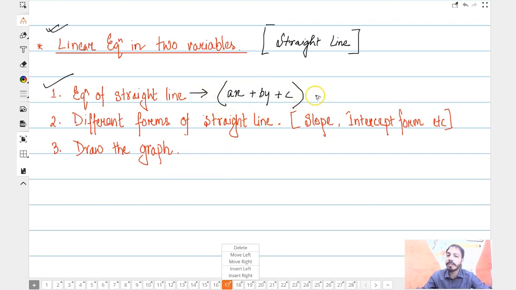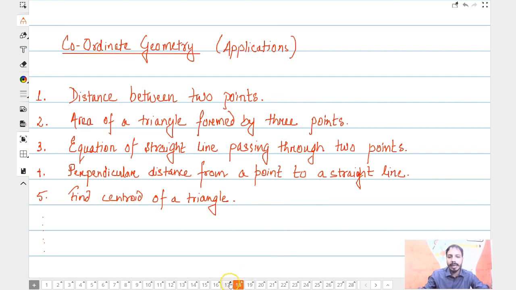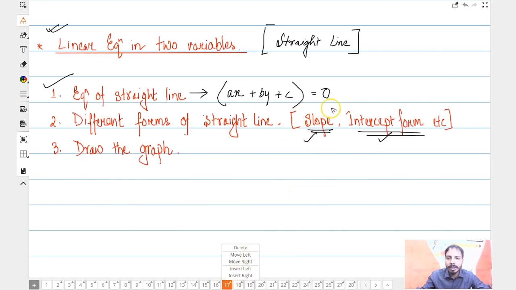Now this can have different forms also, right? For example, you can have slope form, you can have intercept form. These are very, very important forms, but in class 9 you don't really learn, or you don't have the application of this. But as you go further, you get a wide application of this slope form and intercept form. So in my course, I will be introducing this slope form and intercept form, where you can have a lot of fun.